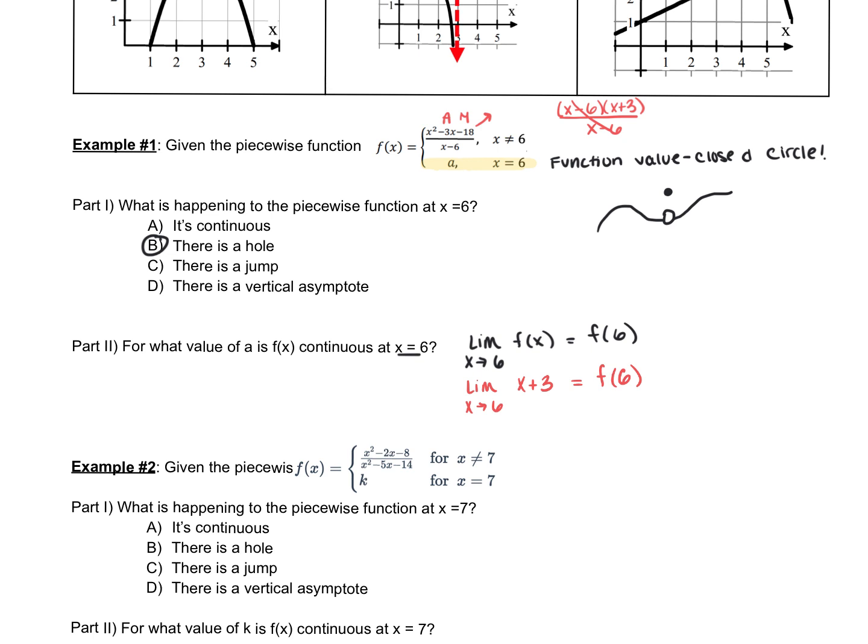To do this first limit, we're going to do direct substitution. Everywhere we see an x, we're going to put a 6. So 6 plus 3 is 9. And then over here, f of 6, which is our function value, is simply a. So that means a is equal to 9.